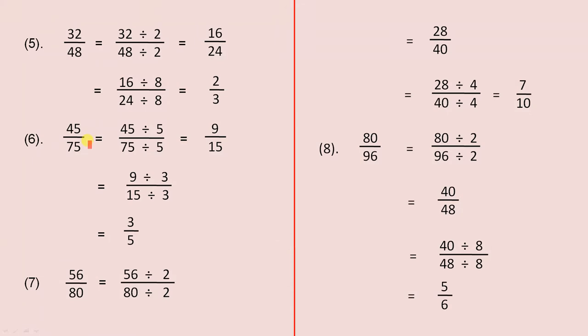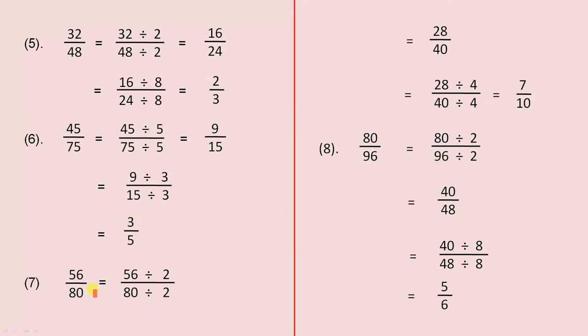Example 6, 45 over 75. Now, since they both end in 5, we know for a fact that they're both divisible by 5. 45 divided by 5 is 9. 75 divided by 5 is 15. Now, both 9 and 15, they're divisible by 3. You can see that quite easily. 9 divided by 3 is 3. 15 divided by 3 is 5. So the answer is 3 over 5.